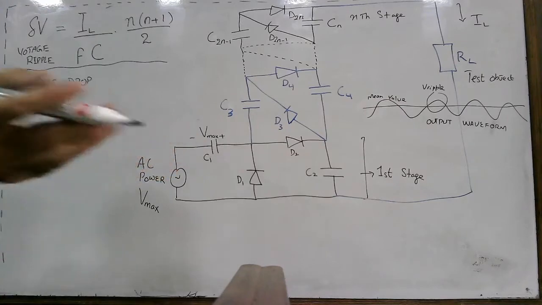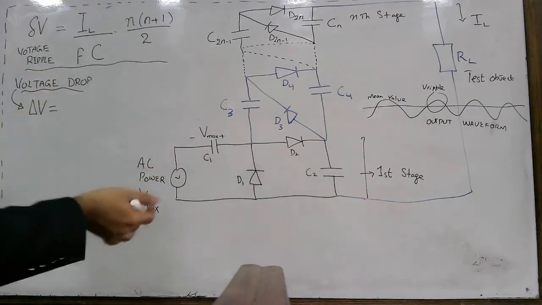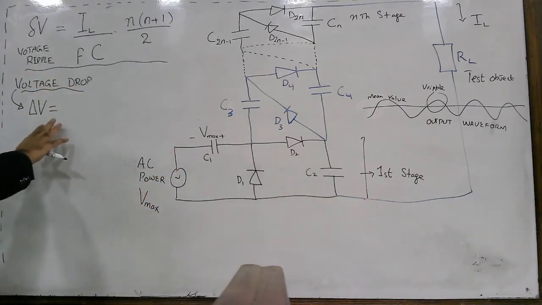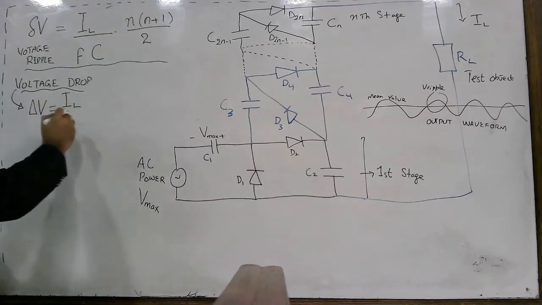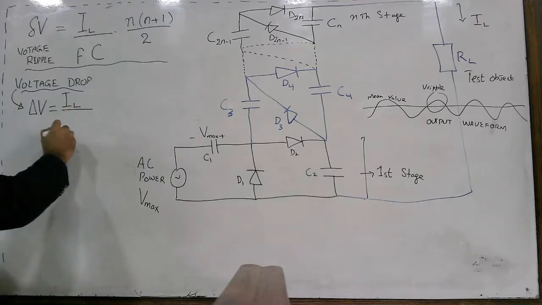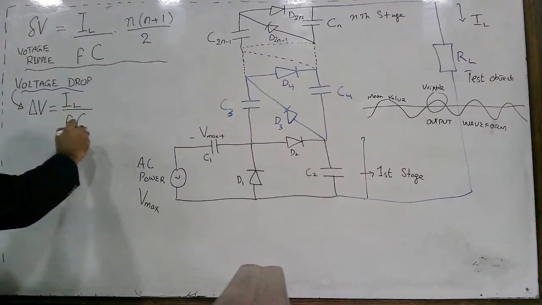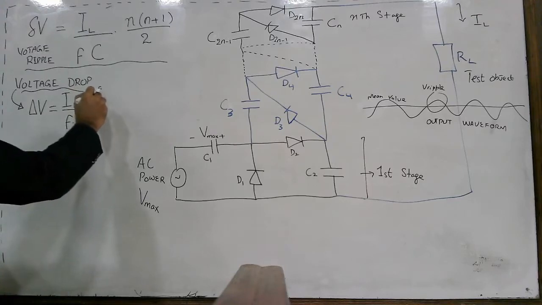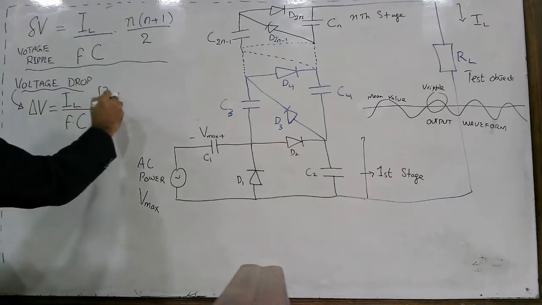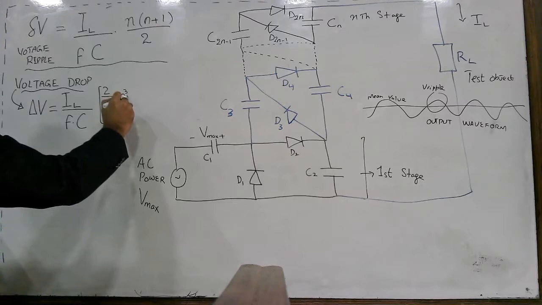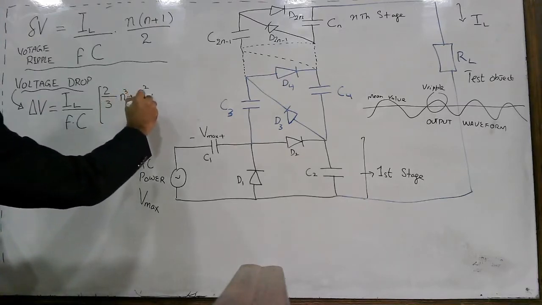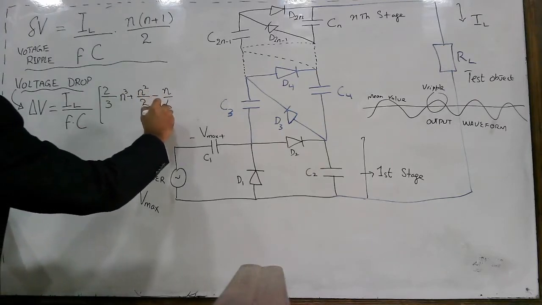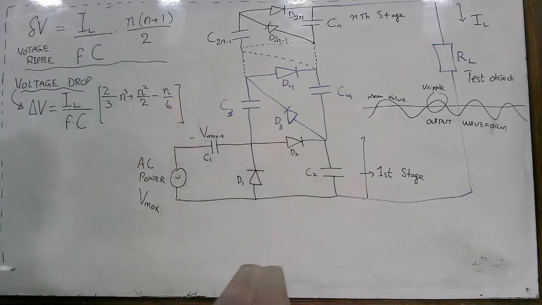When we cover the practical analysis, you will be more clear with this concept. Now this equation is equal to IL, which is the load current, divided by the frequency, the capacitance, into 2 by 3 n cube plus n square by 2 minus n by 6. Now this equation tells us how much voltage will be dropped.